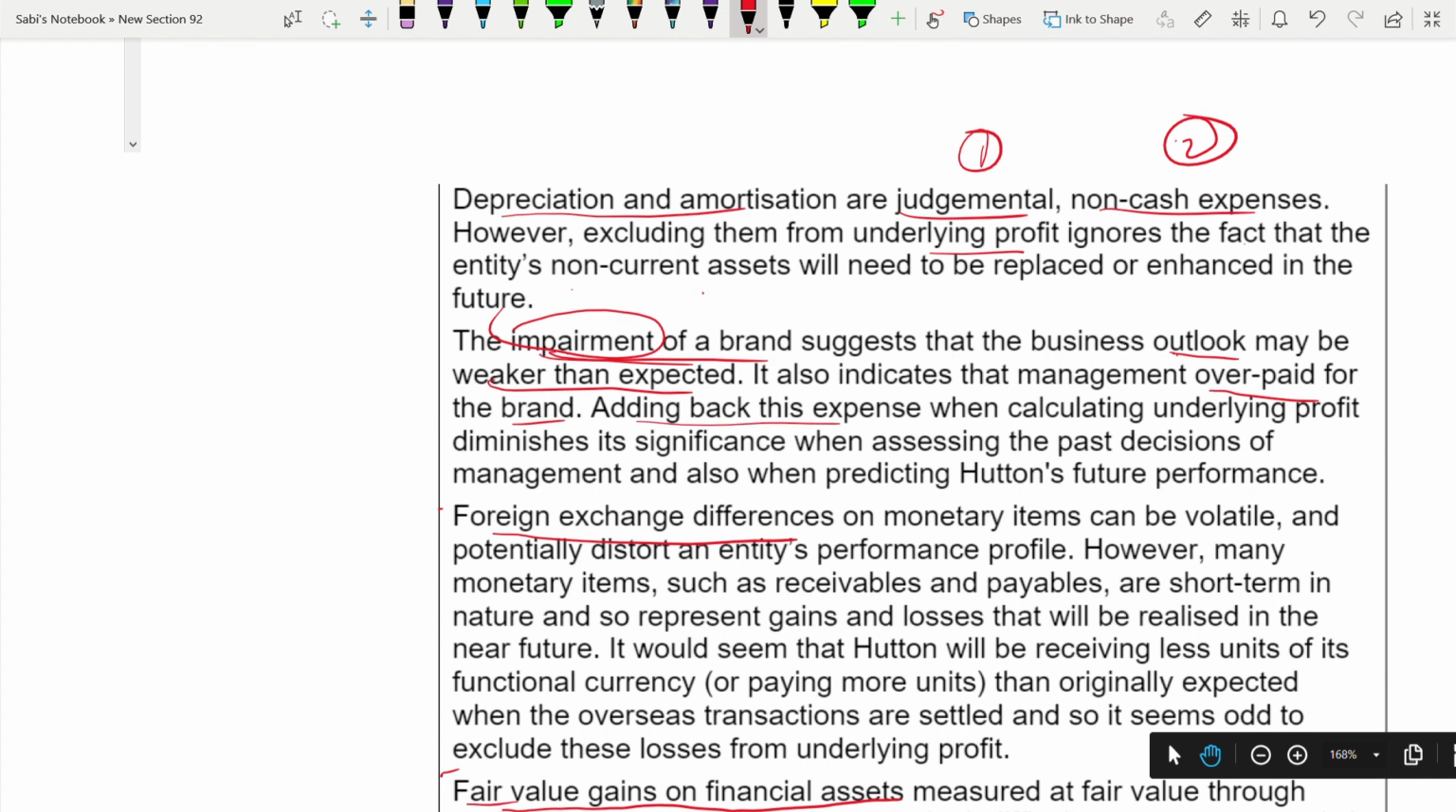So adding back this expense when you're calculating profit diminishes its significance when assessing the past decision of the management. You see, you're adding back this expense when you're calculating profit. But when you're adding it back, you're showing a higher profit. That means you will not be able to assess the past decision of the management. And also when predicting their future performance, you will not be able to do it based on this underlying profit because you've added it back.